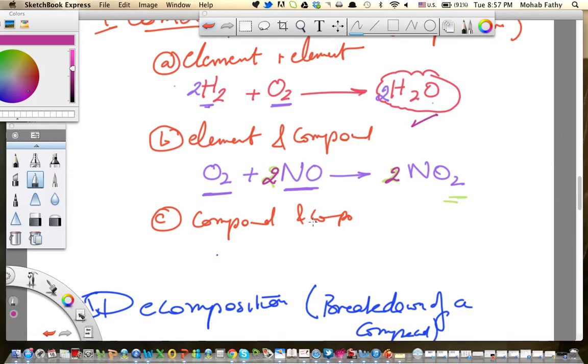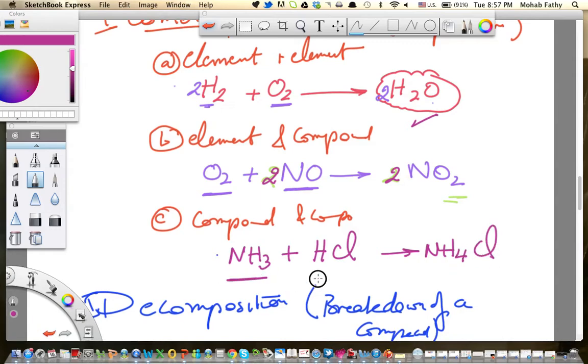Okay. A compound and compound. Bear in mind that when a combination takes place, it provides one compound. Here we got one compound. So two elements combine together to give one compound. This is a direct combination. Now an example of compound and compound. You know that there is a compound called ammonia. Ammonia can combine with hydrochloric acid to give ammonium chloride, NH4Cl. So this is an example of compound plus compound to give a compound.